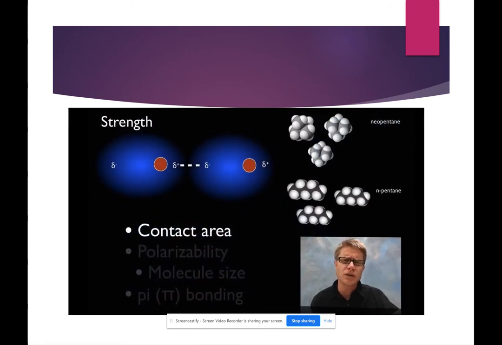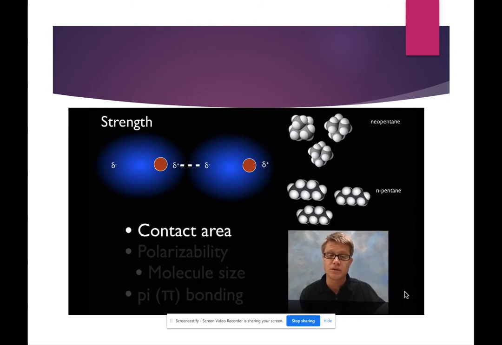So what's going to increase these London dispersion forces? Well, contact area is one thing. The more electrons we can have closer to each other, the more of these forces we're going to find. So if we look over here at n-pentane and neopentane, they're both going to be made of the same atoms. But these ones right here are going to be looking more like a column and these more like spheres. And as a result, these ones are going to have more surface area, more contact area, so we're going to have greater forces. And so the boiling point of n-pentane is going to be higher than that of neopentane based on these London dispersion forces.